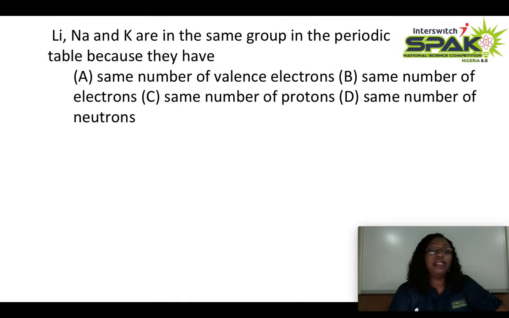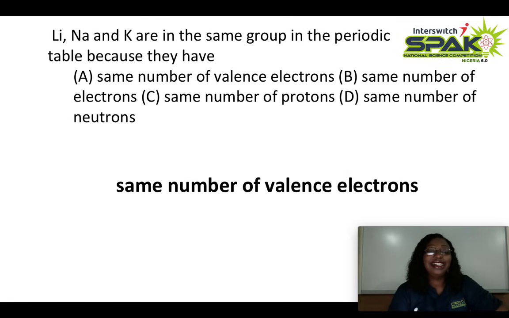Lithium, sodium, and potassium are in the same group in the periodic table because they have the same number of valence electrons. Elements that are in the same group have the same number of valence electrons, and they behave the same way. They will have similar chemical properties, and similar formulae with the same elements.